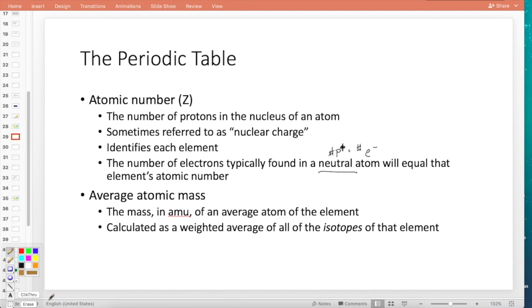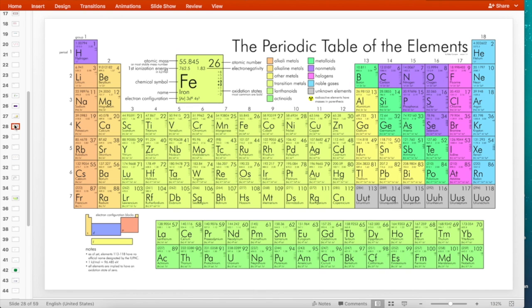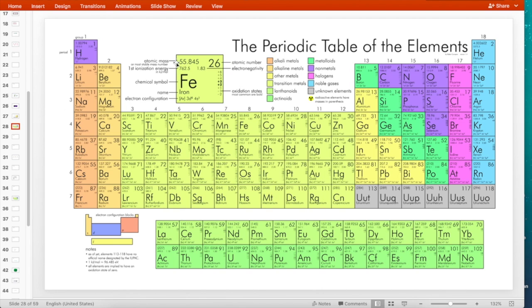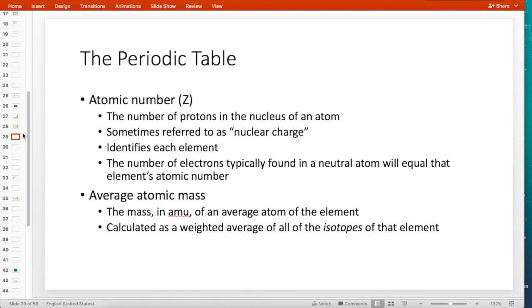The other number that showed up on the table right here is the atomic mass, or what I'm going to refer to as the average atomic mass. So for iron, it's 55.845. That is the mass in AMU of an average atom of the element. So your average everyday iron atom has a mass of 55.85 AMU. Now, why am I saying average? Why am I saying your everyday average iron atom?